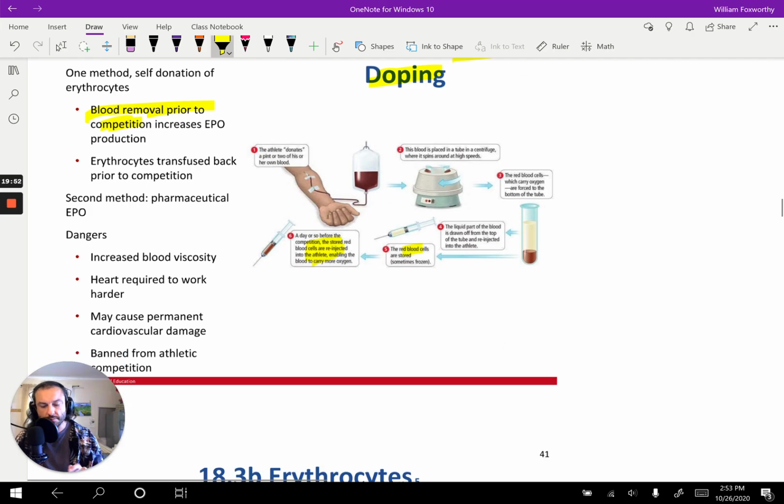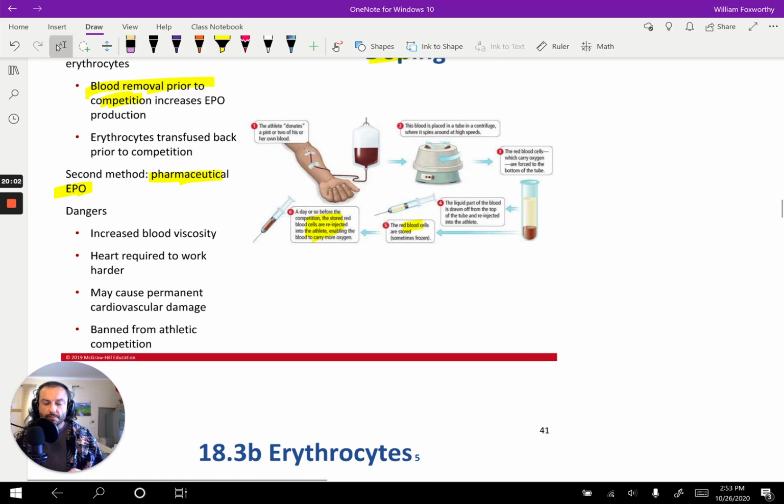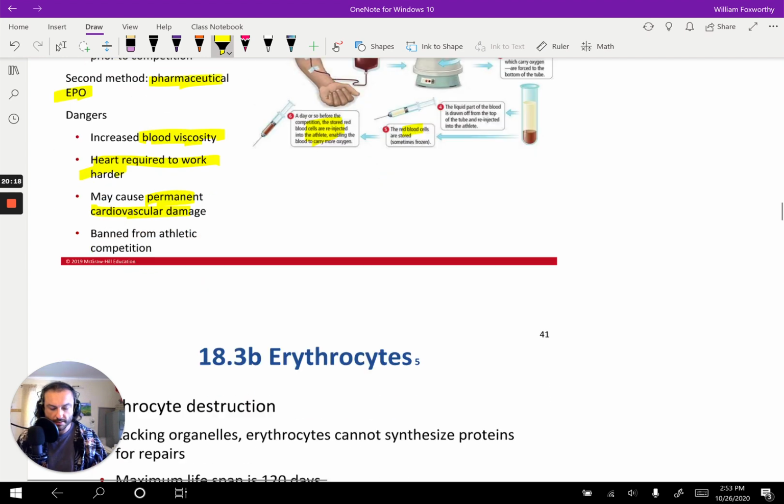And then the other thing that people do is they take pharmaceutical EPO, synthetic EPO hormone, and that's going to cause our own bodies to produce more red blood cells. The red blood cells are the primary thing which gives blood viscosity. So by blood doping, you increase your blood viscosity, which means your heart is going to have to work harder to pump that blood through your body, and that can cause permanent cardiovascular damage.